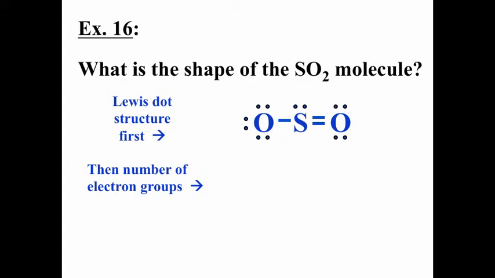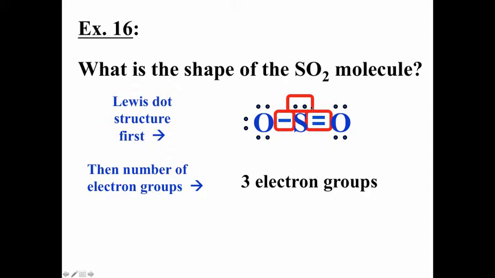Okay, now to get the shape we have to ascertain the number of electron groups, and again it's around the central atom, so you might want to pause and think about how many electron groups that will be. And hopefully you came up with 3 electron groups. Single bond is 1 group, double bond is 1 group, so that's a second group, and then the lone pair is 1 group, so that's a total of 3 electron groups.